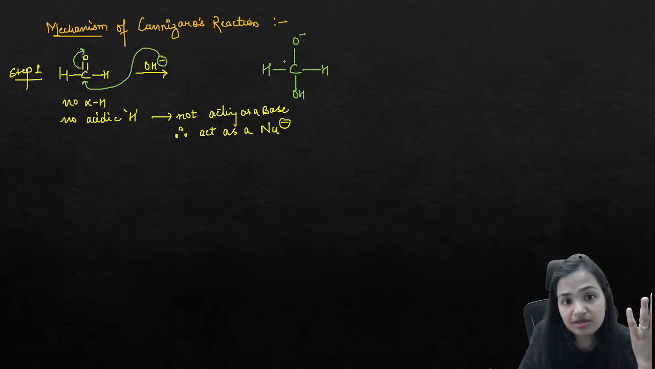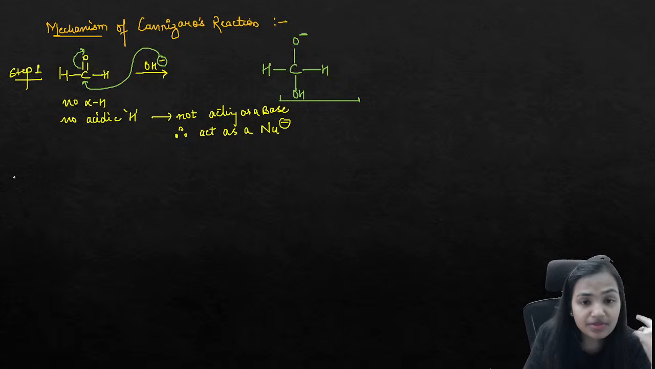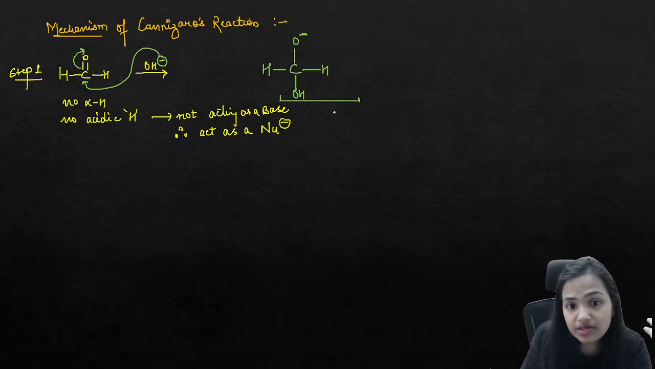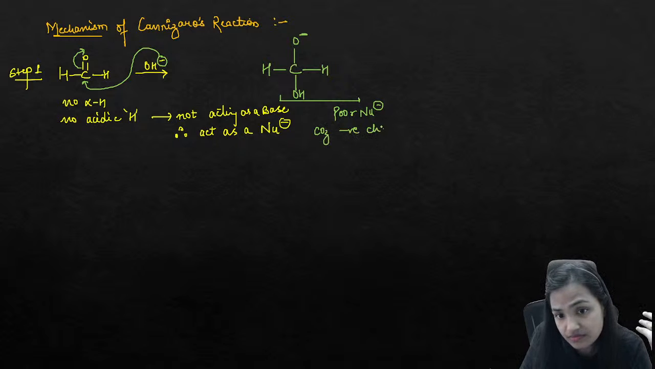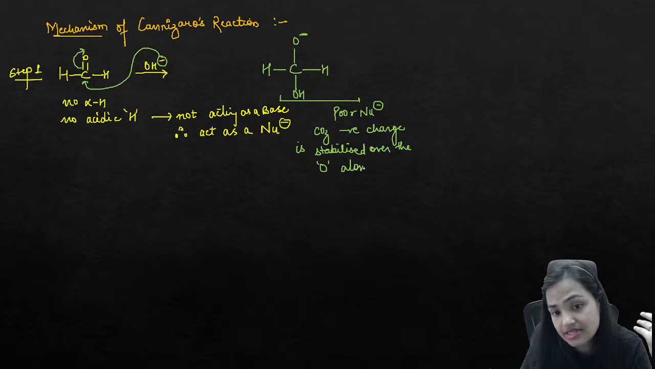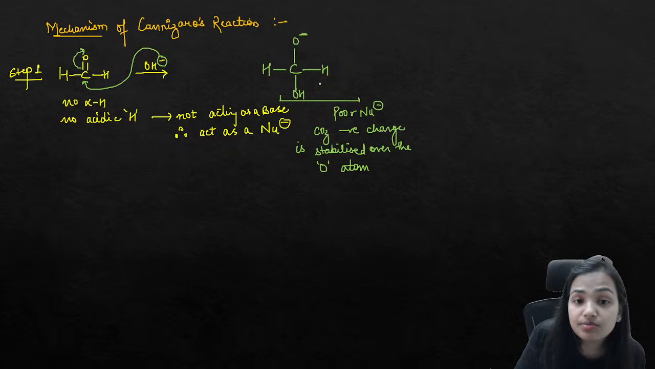When you see this particular product, you will find that here we have O negative. Is this O negative a better nucleophile? Because in step number 2, we have to do the reaction again. But this is a poor nucleophile. Why is this a poor nucleophile? Because the negative charge is stabilized over the oxygen atom. Oxygen is an electronegative atom, so negative charge over the oxygen atom is more stable, so it becomes a poor nucleophile.